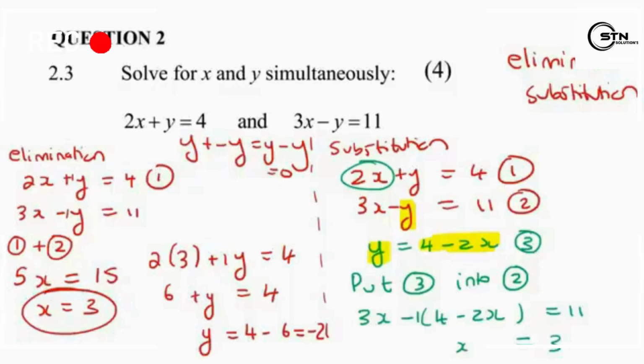I'm now going to get my y value, so I'll just take this and plug it into either number 1, number 2, or number 3. Number 3 is always the best one because the y is already by itself. So we can just say that y is equal to 4 take away 2 times x, where x is 3. So y is equal to 4 take away 6, and so y is equal to -2.